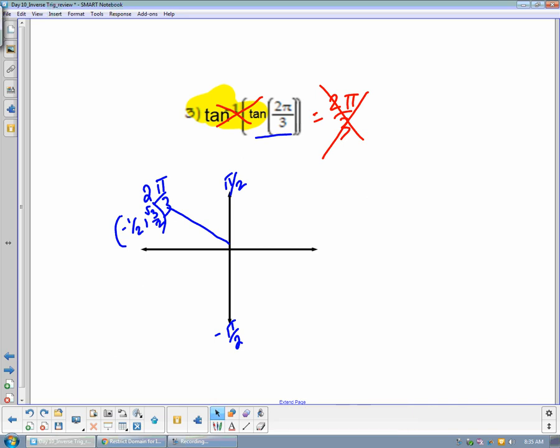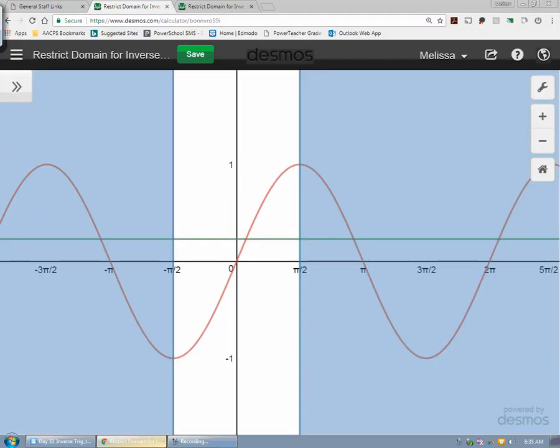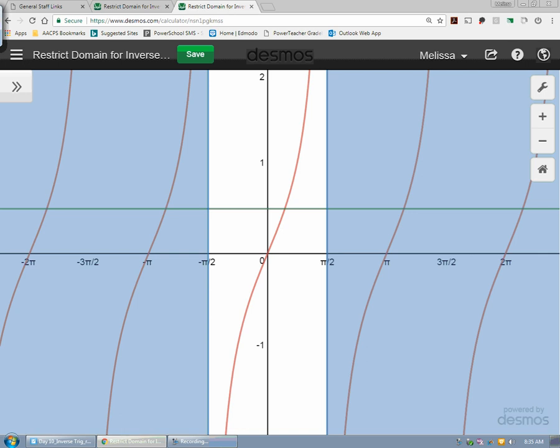If we look at the graph, here's the tangent function. There are asymptotes at negative pi over 2 and positive pi over 2. Now, the range does go off to positive infinity and negative infinity, but it never repeats. This function that you see in white, stretching from negative pi over 2 to positive pi over 2, but not including those values, does pass the horizontal and the vertical line test.